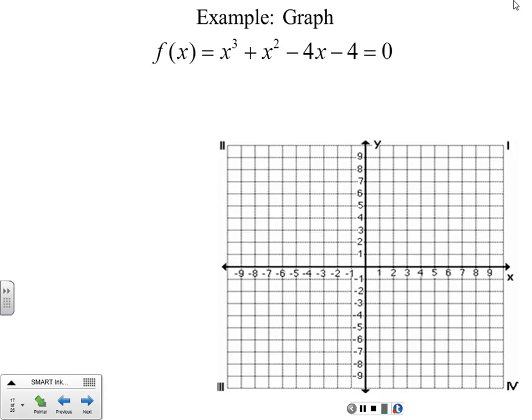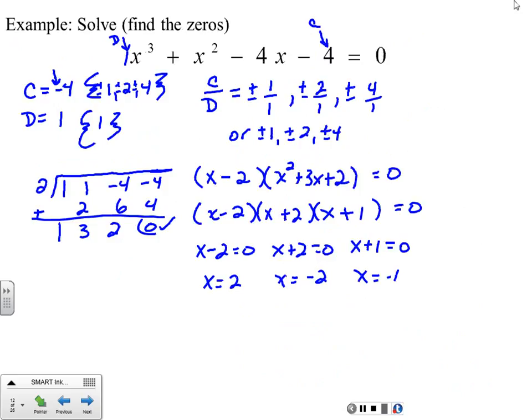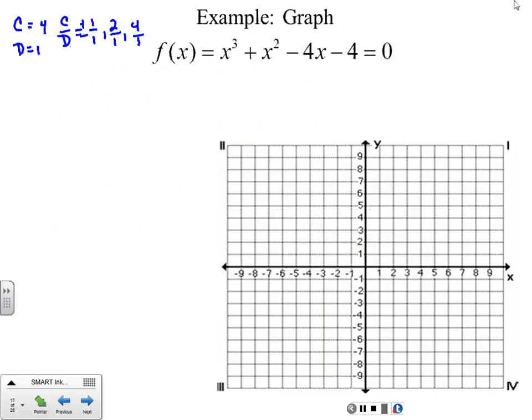So C is going to be -4. The negative really doesn't come into play, so we're just going to go ahead and write 4. D is going to be 1. And so your possible solutions are going to be 1/1, 2/1, and 4/1. And of course, it's all plus or minus. Which one worked? Do you remember? Looking back in your notes. Two. Yeah, we did this one last week. All right, so 2 worked.